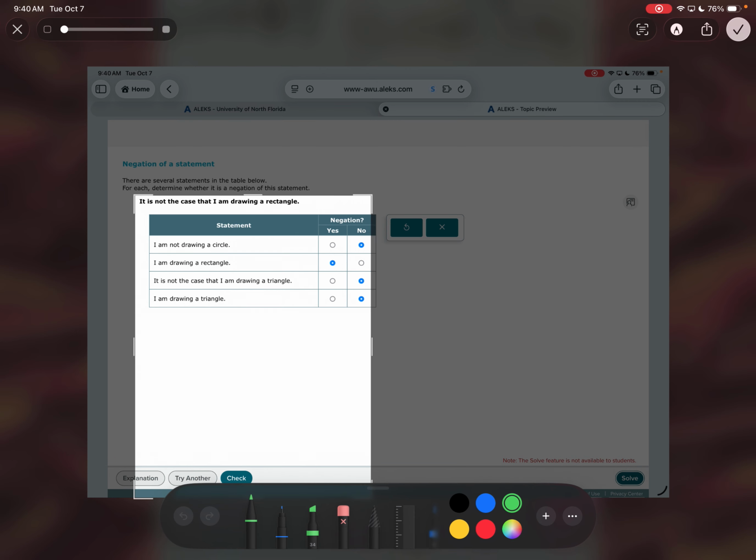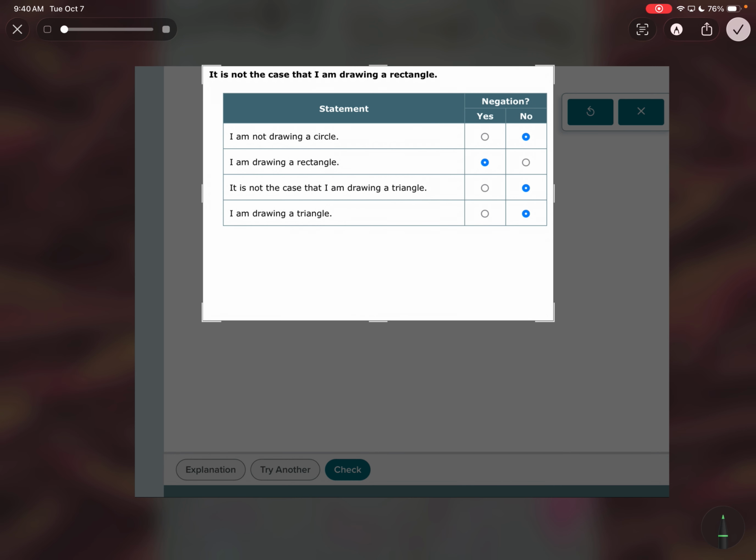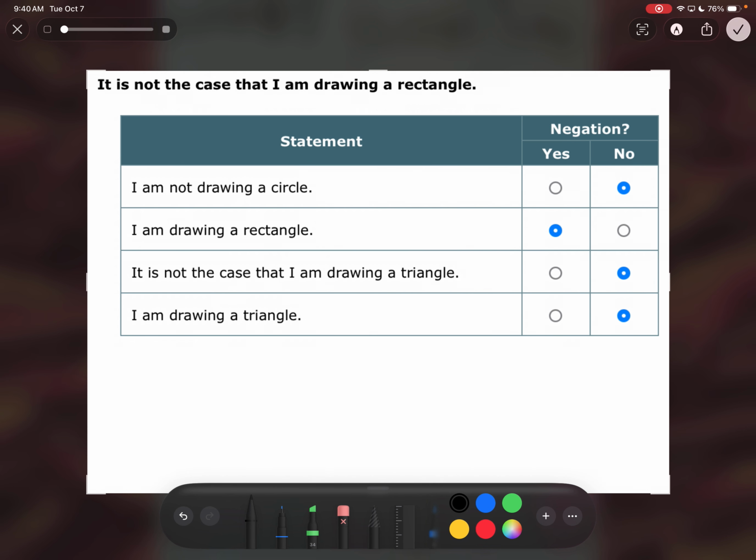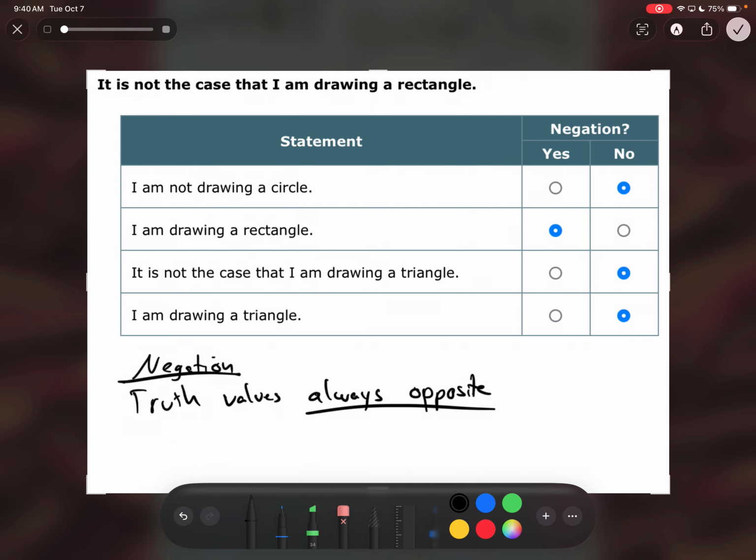For a negation to happen, how do I say this quickly? Their truth values are always opposite. Okay. For a statement to be a negation of the other one, the truth values are always opposite. So if I can say that one's true in this case, the negation would be false. Or if it was false, then the negation would be true. And there is no scenario where they could be the same.